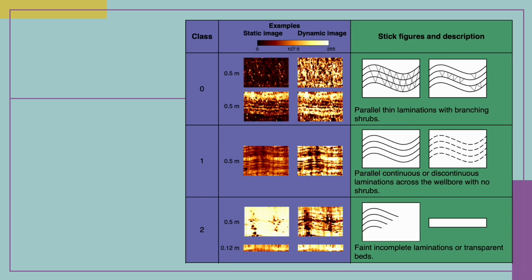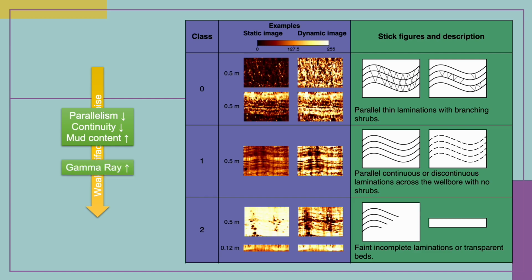Their characteristics are clear in the stick figures. On the whole, species 0 to 2 contain weak artifacts and noise. From species 0 to 2, the degree of parallelism and the continuity of the laminations decreases, while the matte content increases. Thereby, the gamma ray value increases.